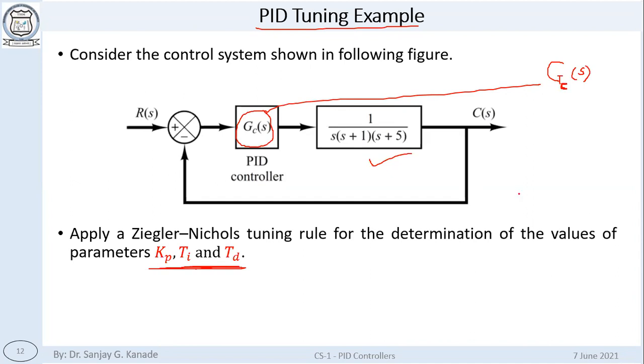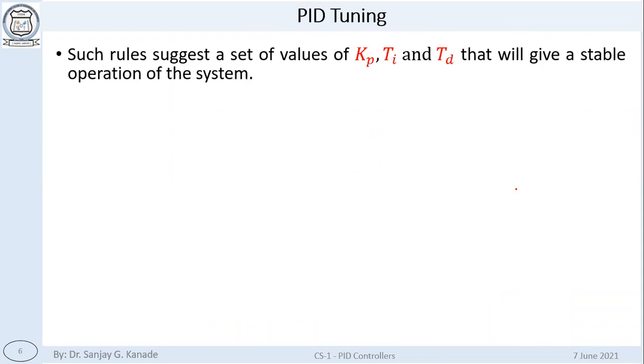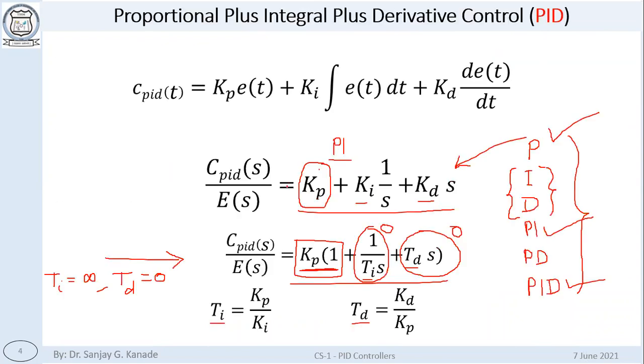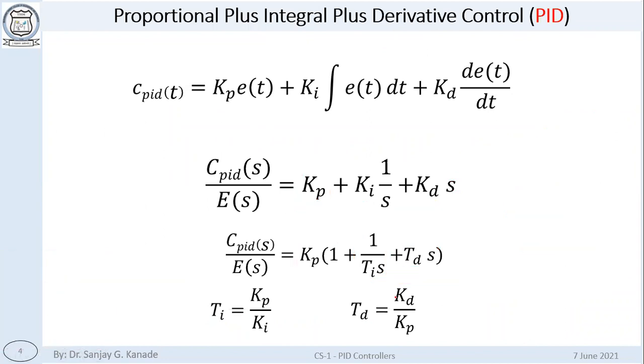Now what is the transfer function of the controller? Let's go back and see here. This is the transfer function of the controller: Kp into 1 plus 1 upon Tis plus Tds. So what are the unknowns here? These are the three parameters which are unknown. s is the variable. So Kp, Ti, Td. To find out the values of Kp, Ti, Td means to design the controller, right?